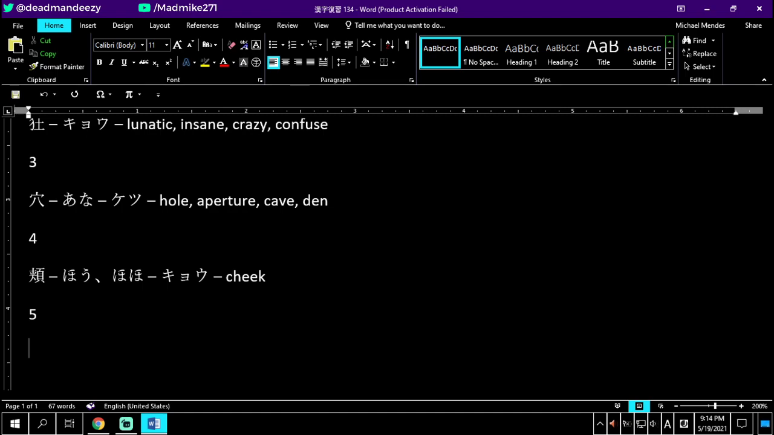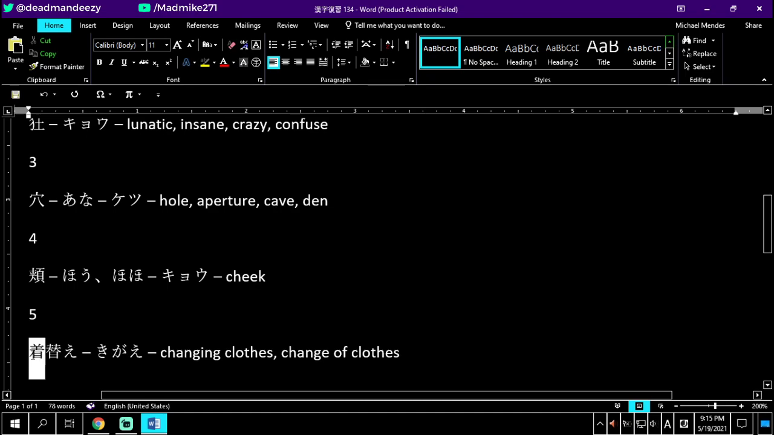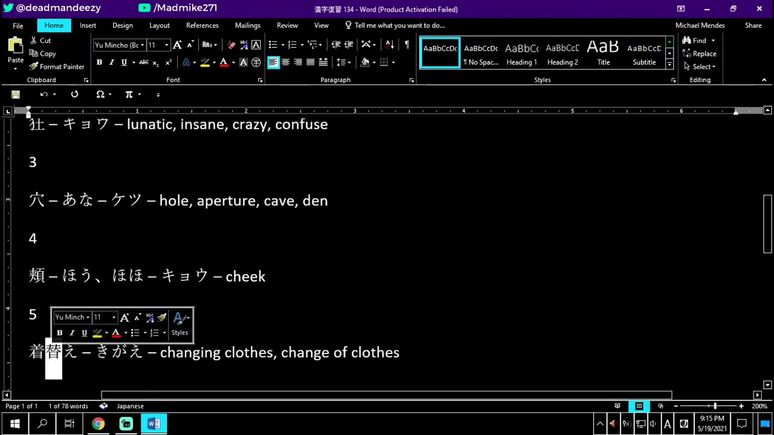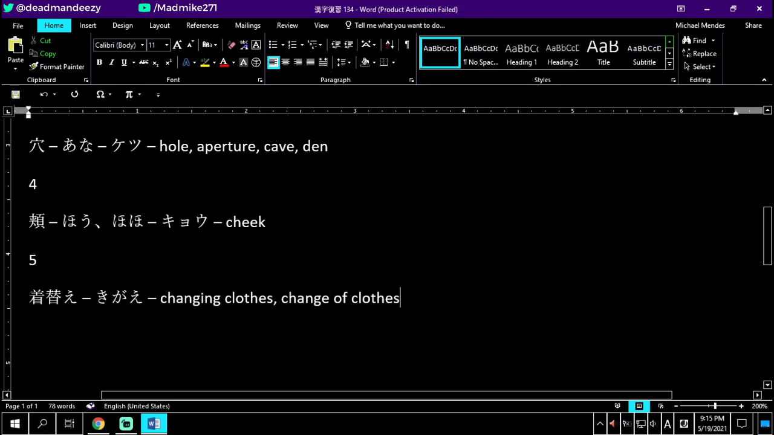Number 5 for the day is kigae. We know both of these kanji already. Gae. This is changing clothes, or a change of clothes. On the left side, we have ki, which is a piece of clothing to wear to arrive, but a piece of clothing. And the second one, gae, is exchange or substitute. So when you're exchanging your clothes, it is a changing of clothes. Kigae.